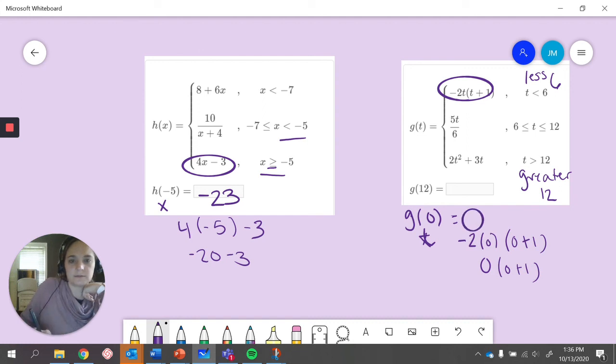Okay, g of 12, which rule would I use? It has to be equal to 12, so I'm going to use the middle rule: 5 times 12 divided by 6. That answer, I believe, is 10. 5 times 12 is 60, yep, and 60 divided by 6 is 10.